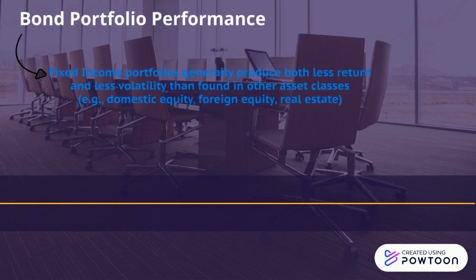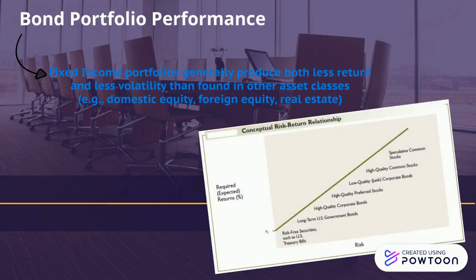Bond portfolio performance. Fixed income portfolios generally produce both less return and less volatility than found in other asset classes. In this figure, for example, it is possible that the risk of some junk bonds requires higher return than they require on high-grade bonds or common stock.